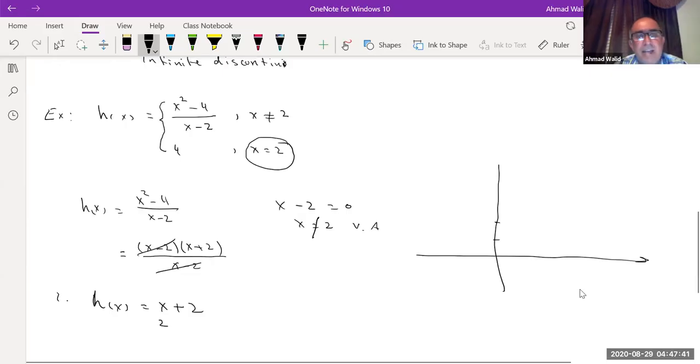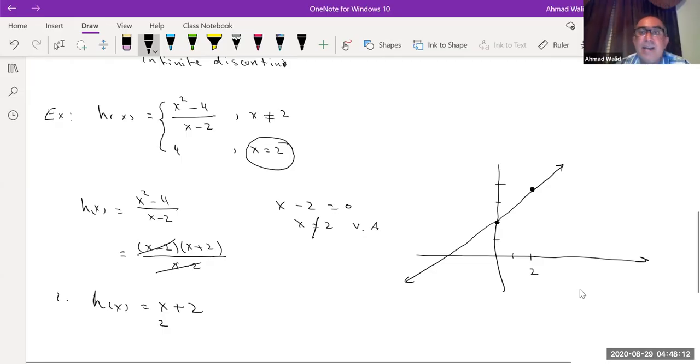If we graph x plus 2, it means you have a y-intercept at 0, 2. Your slope is 1 over 1. It'll be a line like this. At x equal to 2, y is 4. You see, 4 is on the graph. Then this function is defined.